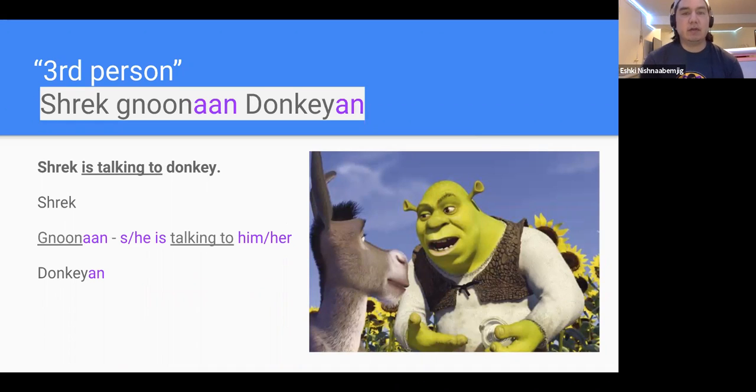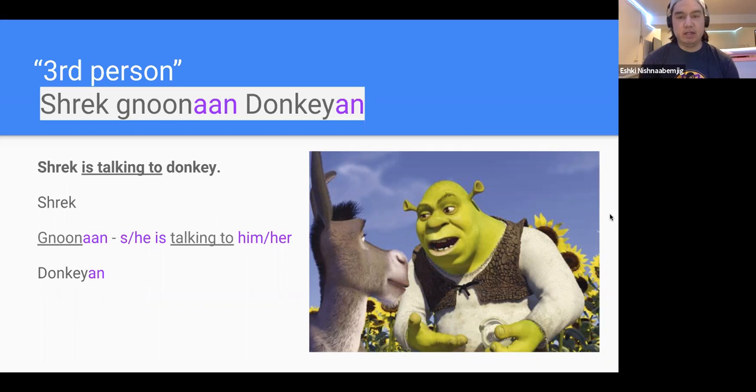So we have Shrek and Donkey. I just use donkey here because that's his name in the movie. I didn't use the word for donkey. So Shrek ganunan Donkey-an. So when there's a proper name, Shrek is talking to Donkey. Shrek ganunan Donkey-an. So you just add the an to the name, Donkey-an.